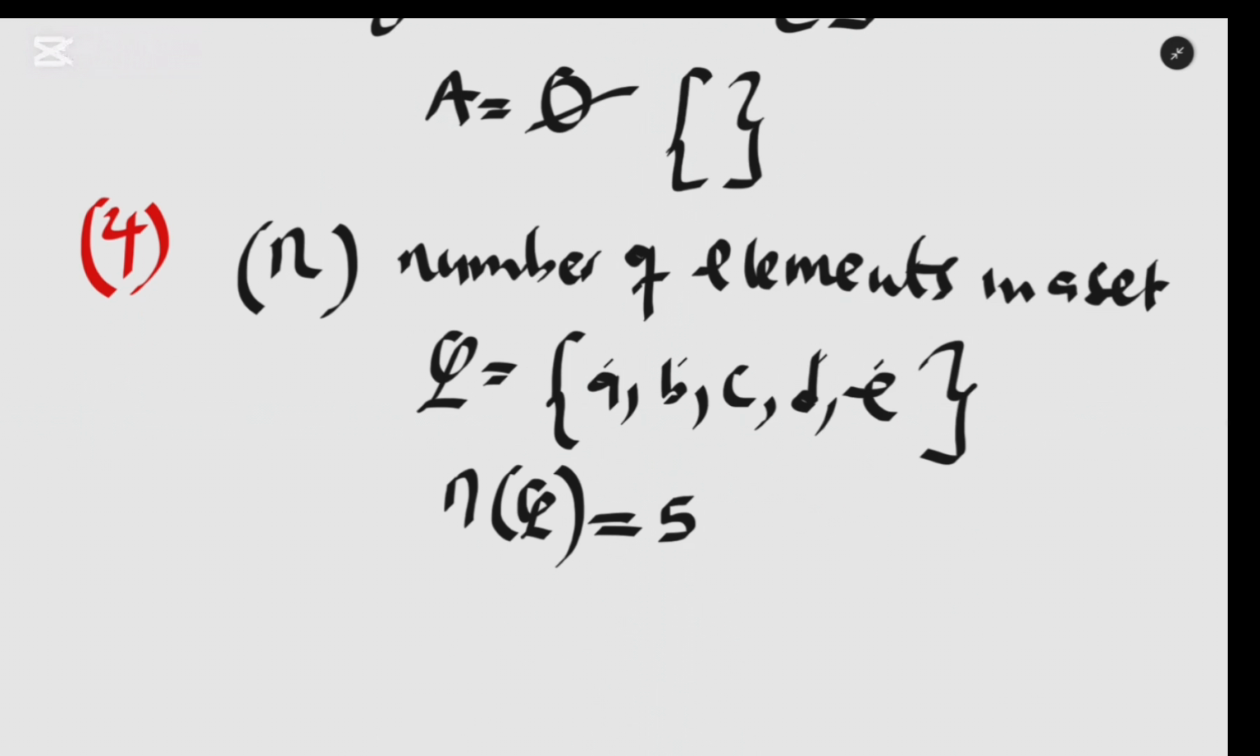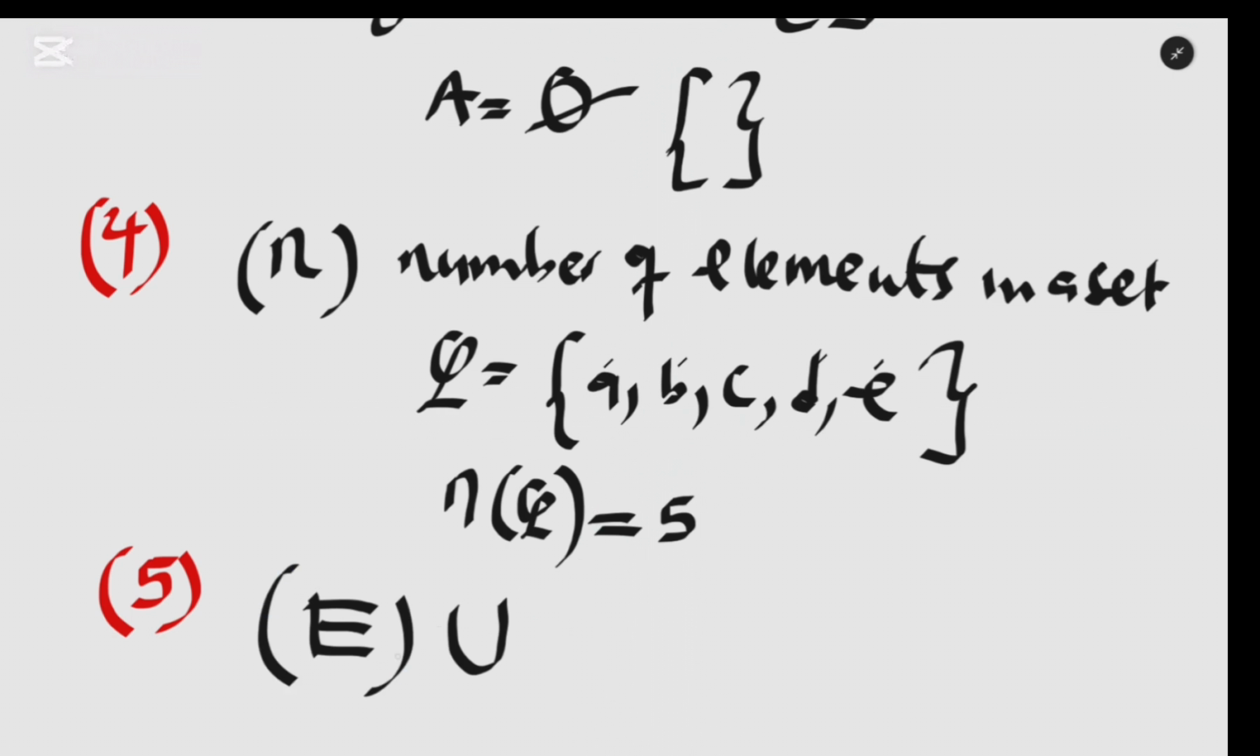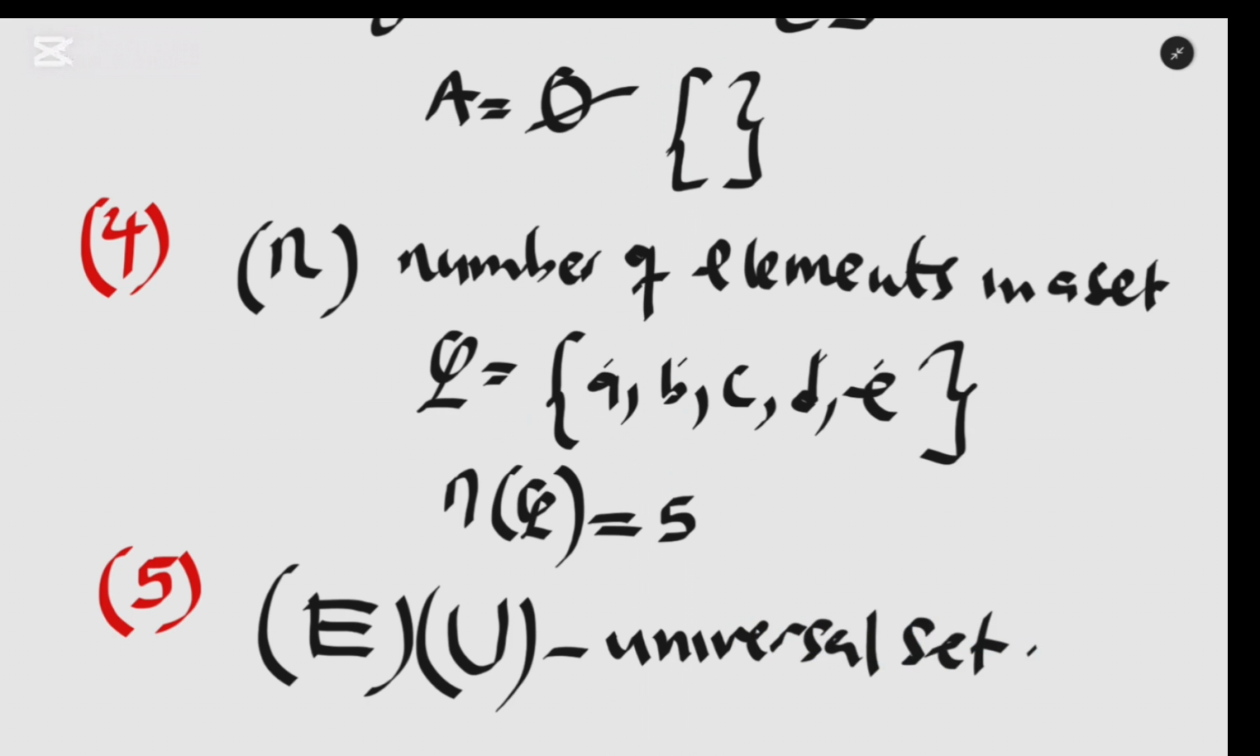Then the fourth one, or the fifth one, we can look at the universal set. You can use E to represent the universal set, or U. What is the universal set?